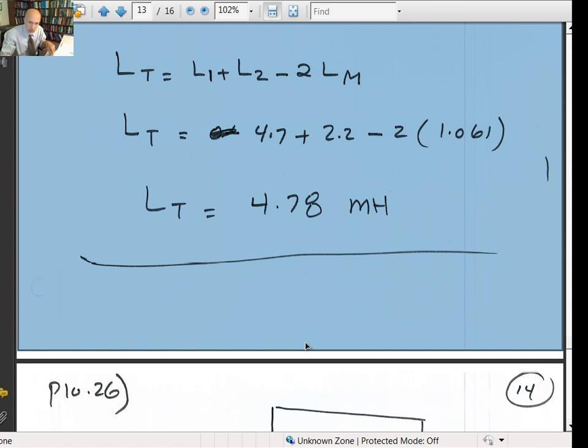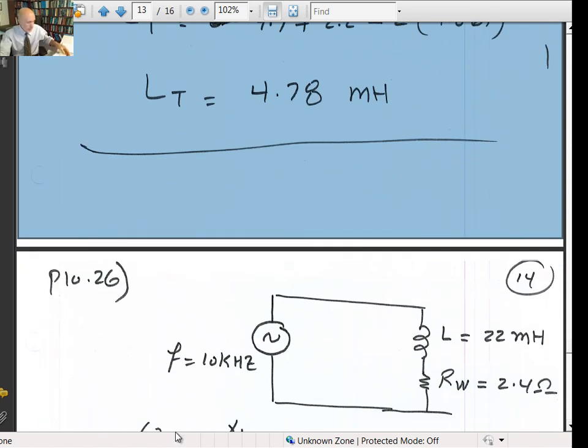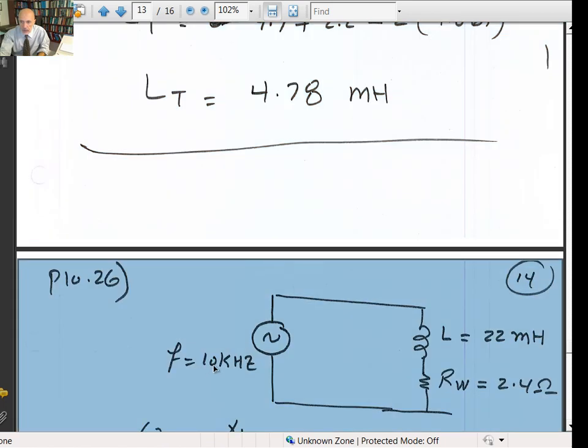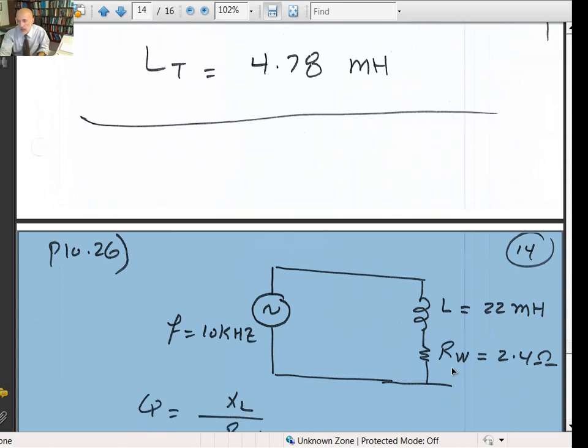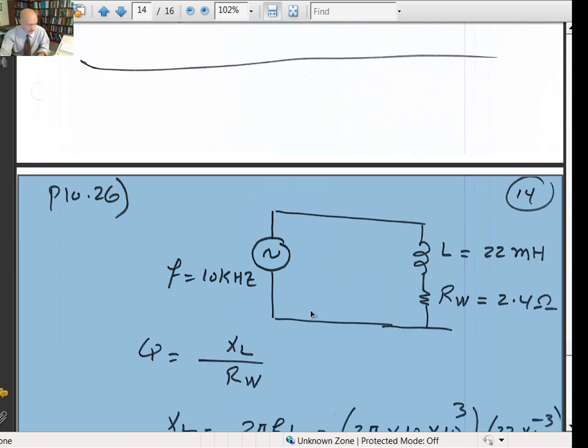Let's move on to number 26. It says calculate the Q of the inductance shown in figure 10-51B. They have some AC voltage with a frequency of 10 kilohertz, and then an inductance of 22 millihenry. The winding resistance is 2.4 ohms, that's the actual resistance of the winding. They want you to calculate the quality factor.